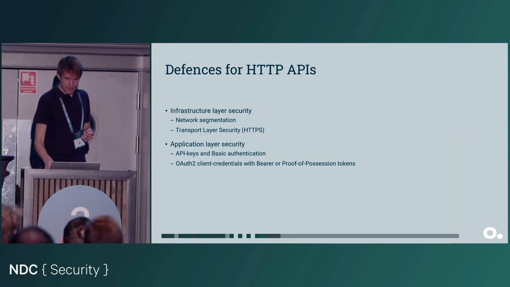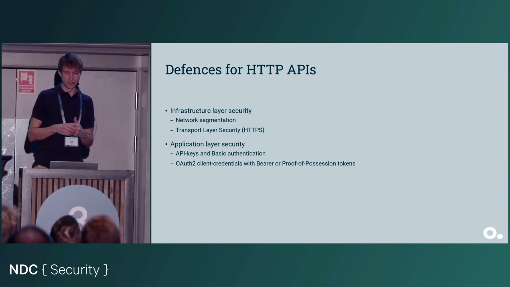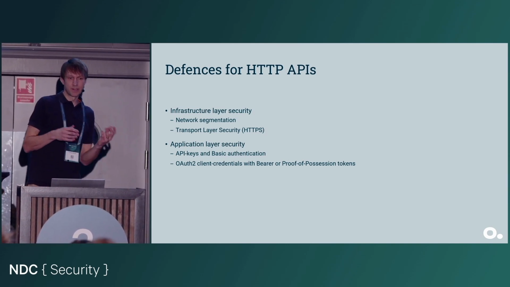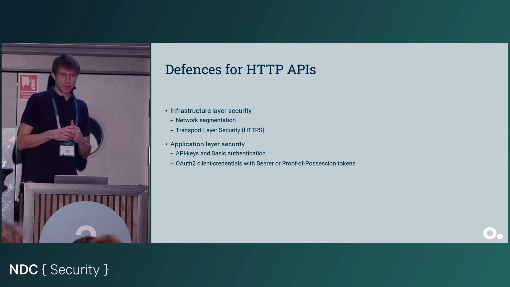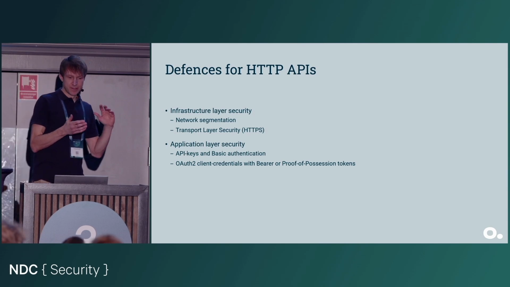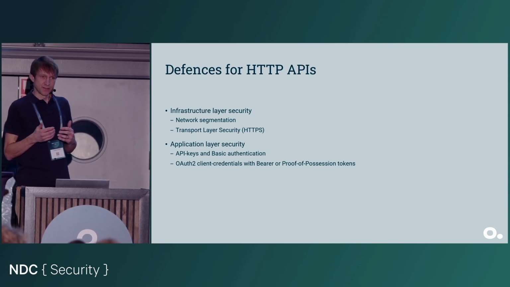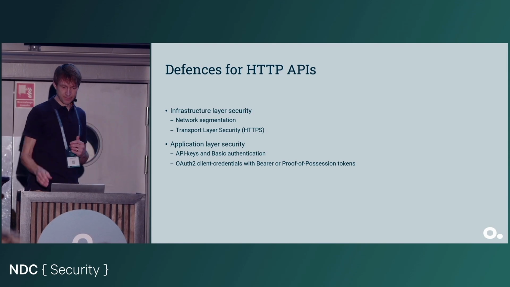Back to API security. The basic defenses that we have can be grouped into two: infrastructure layer security and application layer security. We will go through those defenses here, starting with the basics and adding more defenses as we go along, and see what motivates more complex things like OAuth and sender-constrained access tokens.